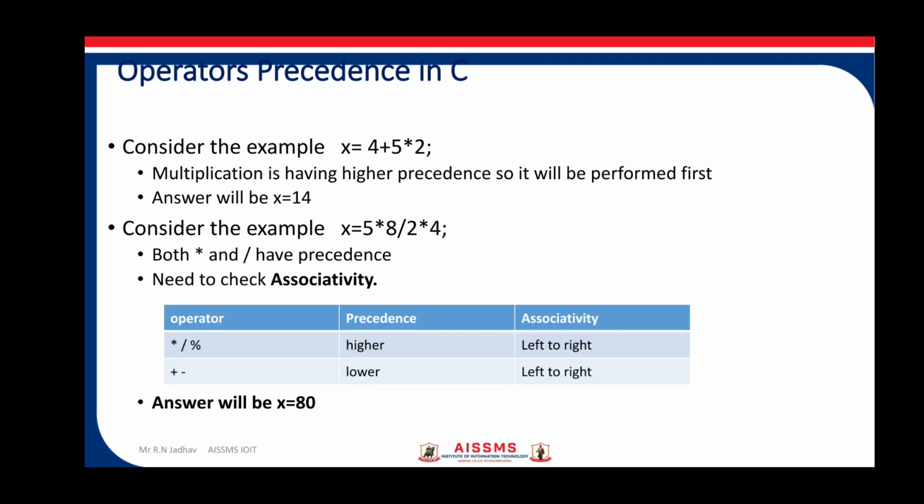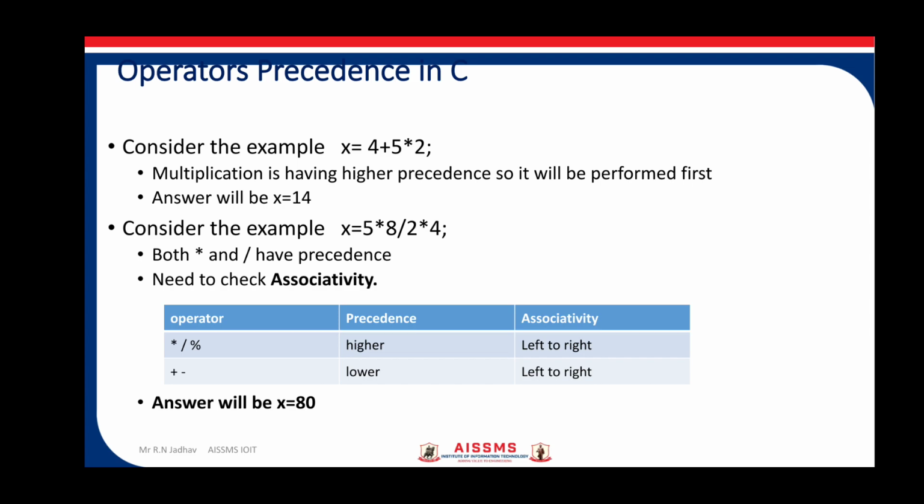How will it be 80? As we know, multiply, divide and modulus have the same precedence. So their associativity is left to right. What does it mean? It means the operator which is on the left hand side will be calculated first. So from left to right, the operators will be evaluated. First 5 into 8 will be evaluated, so it will be 40. Then 40 divided by 2, that is 20, and 20 into 4, so the answer will be 80.